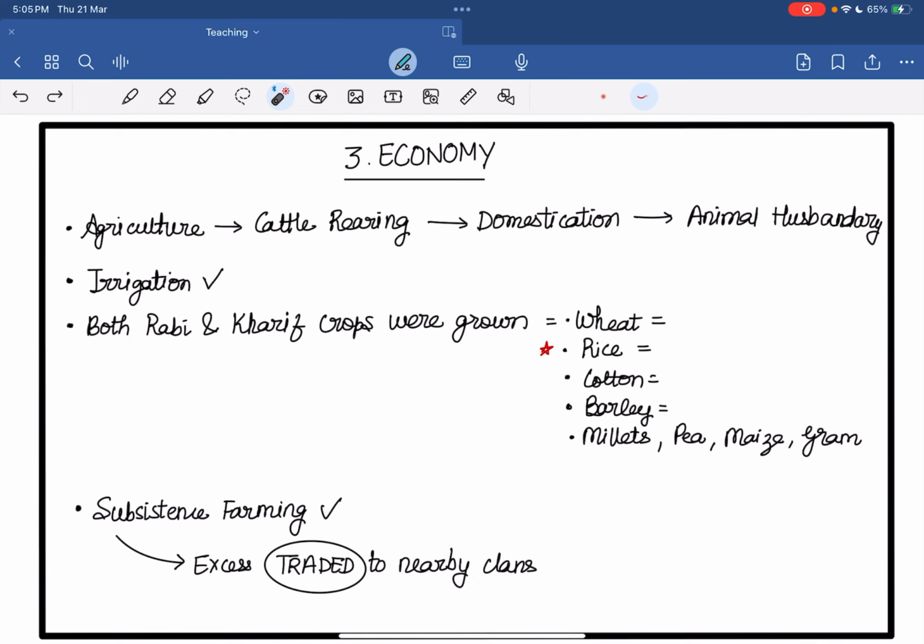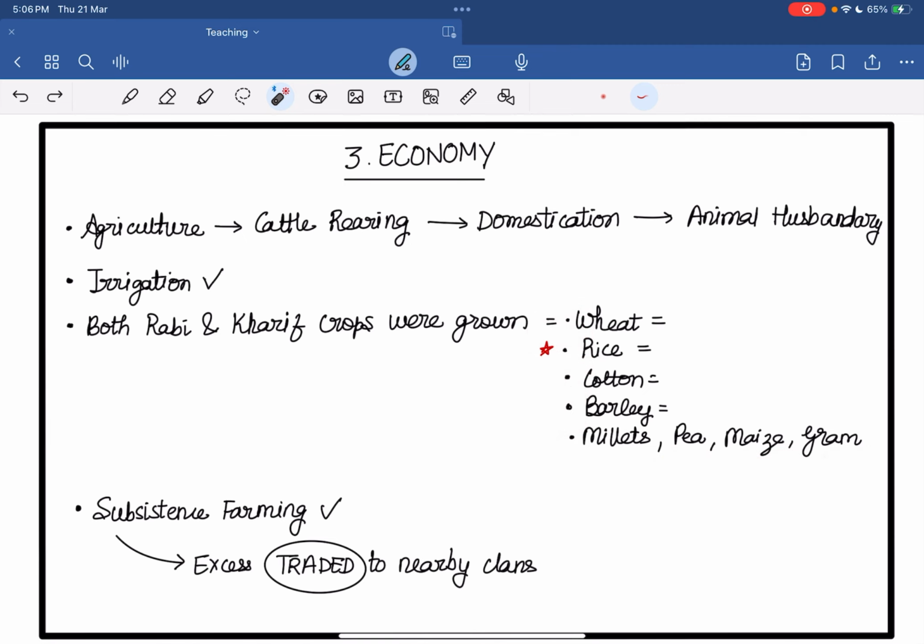See, certain things are going to be as they were in IVC. So, we will say that agriculture was practiced, followed by cattle rearing, which was further followed by domestication of animals, which was followed by animal husbandry. Irrigation was again practiced. Both Rabi and Kharif crops were grown. What were the crops that were grown? Wheat, rice, cotton, barley, millets, pea, maize, gram.